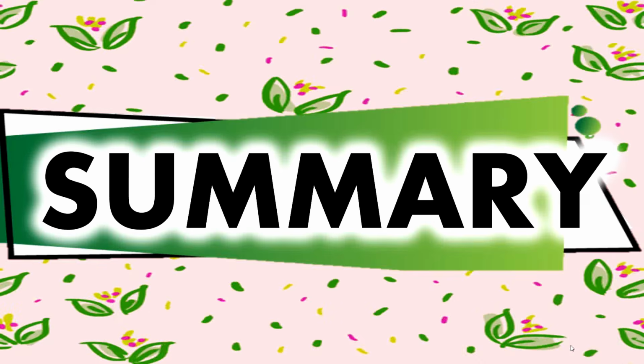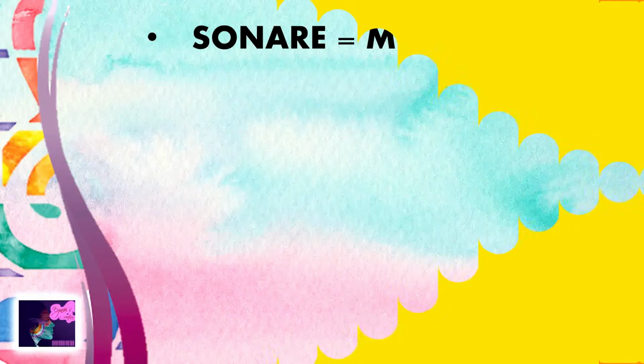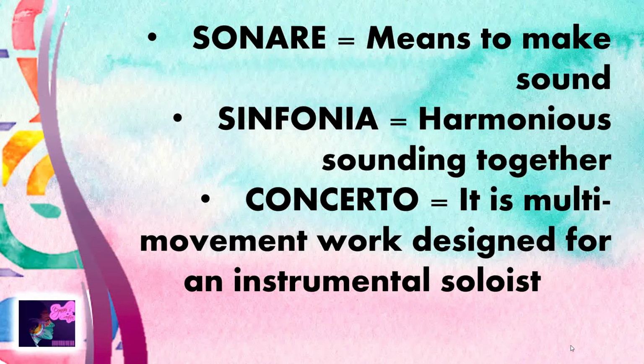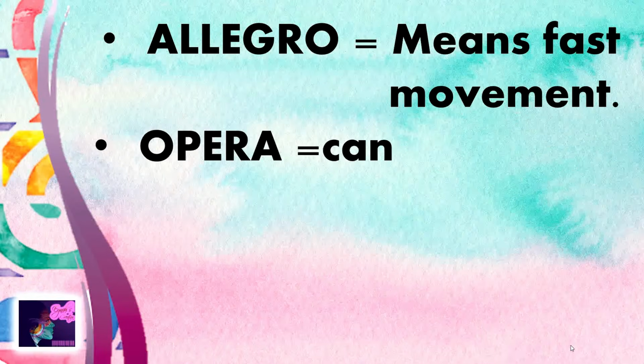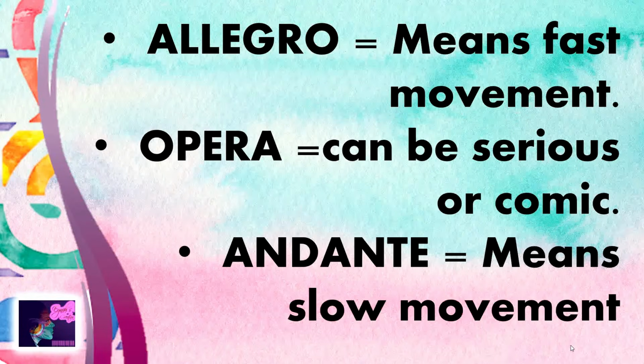Let's now summarize everything we've learned for today. We have sonare, which means to make sound; sinfonia, which means harmonious sounding together; concerto, which is a multi-movement work designed for an instrumental soloist and orchestra. We also have allegro, which means fast; opera can be serious or comic; and andante, which means slow.